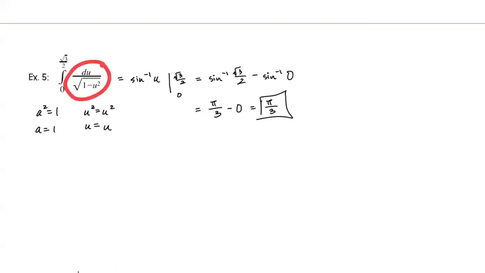That means if I graphed this function, 1 over 1 minus u squared, and I started finding the area from 0 to root 3 over 2, the area between that curve and the x-axis would be pi over 3. Okay.